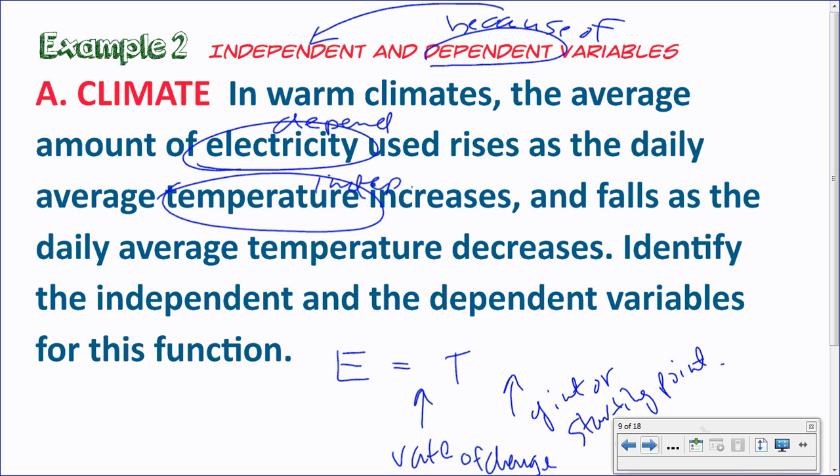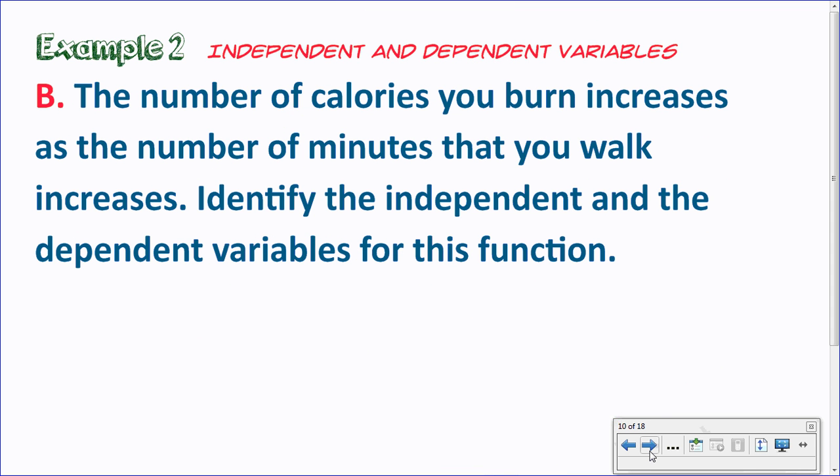It's the y-intercept, the starting point. We're not done. You guys keep your stuff out. Okay, number of calories you burn increases as the number of minutes you walk increases. Wait a little bit. Number of calories you burn increases. Which one's dependent? Calories you burn. What's it dependent on? The minutes you walk, right?